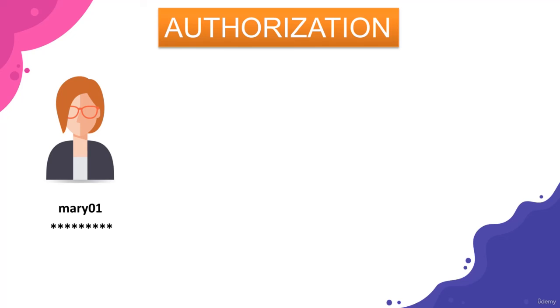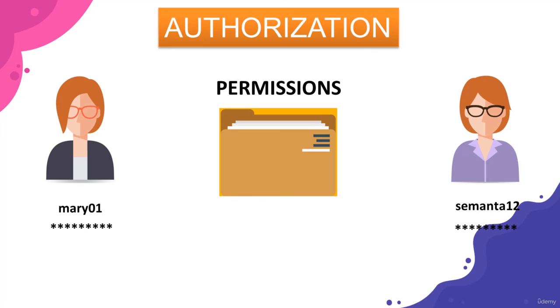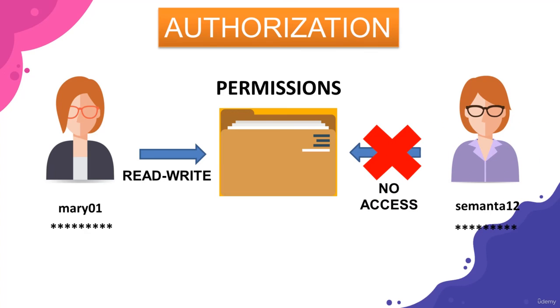Authorization. You can then grant or restrict access to resources using an authorization method such as permissions. For example, you could give Mary's account full access to certain files and folders. Similarly, you can be sure that Samantha does not have permission to access data.